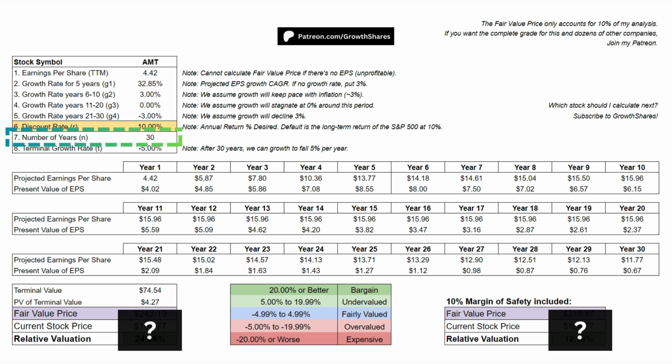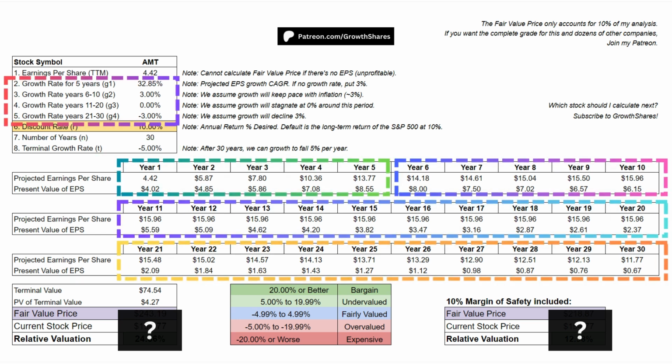The number of years is set at 30 because we're trying to project the next 30 years. The further away we project forward, the more inaccurate our analysis, so that's why we need to make sure growth falls as a precaution. Finally, terminal growth is set at negative 5%. This is what we expect earnings to fall into the future. Further out, we need to assume any business will accelerate its downfall after 30 years. Around 20 to 30% of the companies in the S&P 500 won't survive the next 30 years. We should account for that.